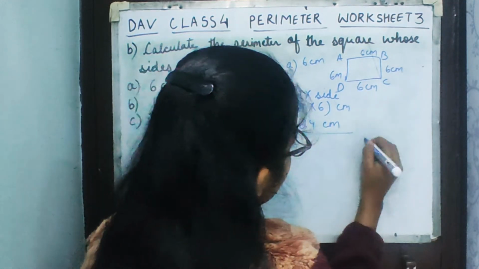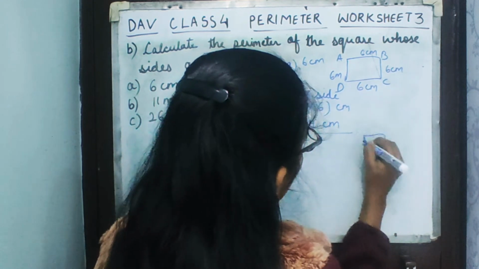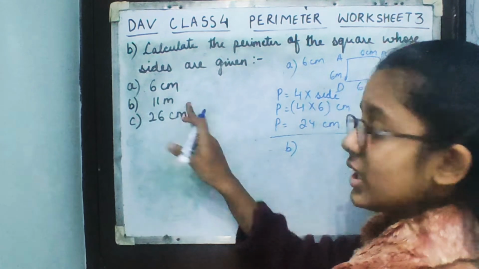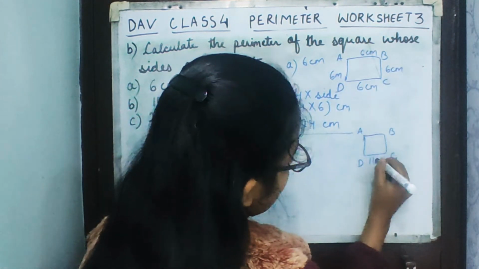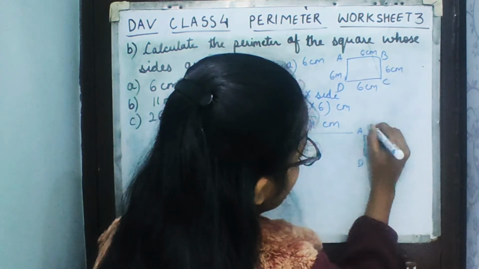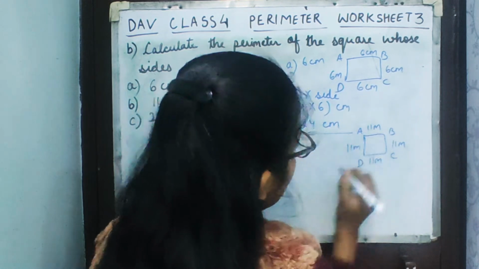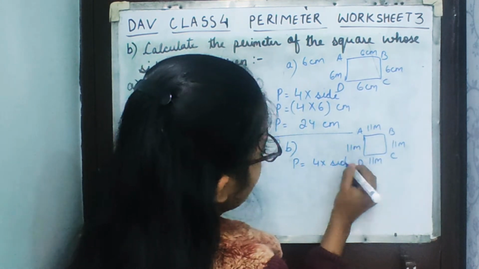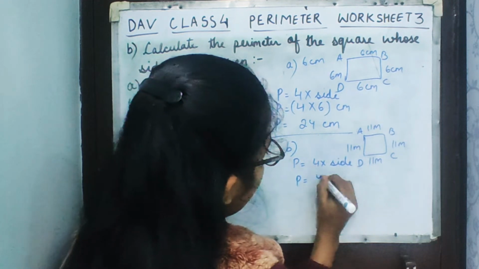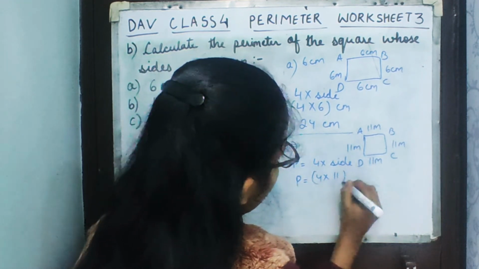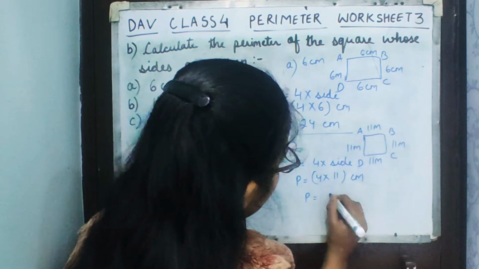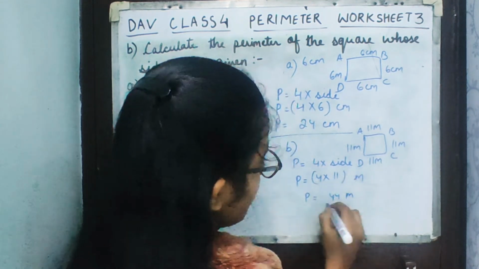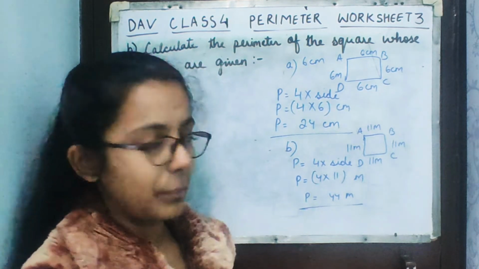Second answer: again a square I have drawn here, ABCD, and the side given here is 11 meter. All the sides will be 11 meter because all sides are equal in a square. So perimeter is equal to 4 into side, so perimeter will be 4 into 11. So perimeter will be 44 meter. Sorry, meter here. So perimeter will be 44 meter.